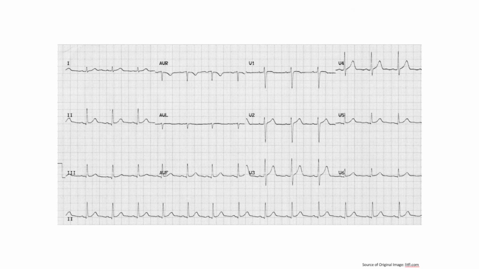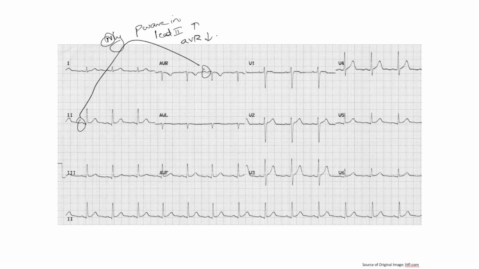The next thing you'd want to observe is the axis. So the first thing to look at would be the axis of the P wave. So notice how the P waves are upright in lead 2 and inverted in AVR. So normally you would want the P wave in lead 2 to be upright and AVR to be inverted.